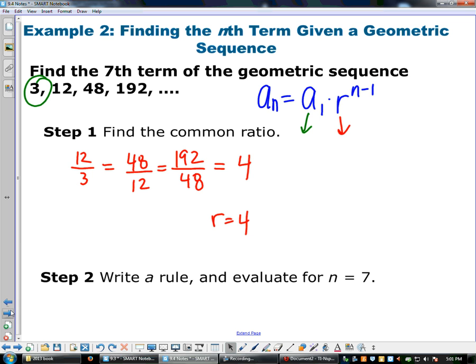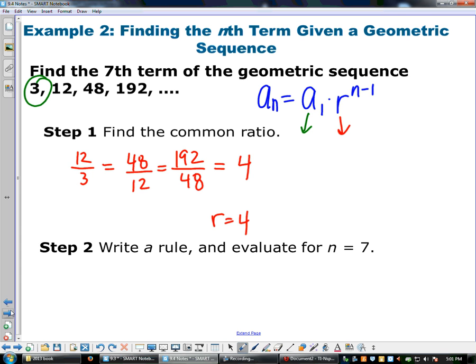So the rule that I'm going to use in order to evaluate this is going to look something like this. In order to find the 7th term that I'm looking for, so a sub 7, this will equal a sub 1, my first term, which we said is 3, multiplied by my ratio, which is 4, raised to the power of n minus 1. Again, n takes whatever term you're looking for, and I'm looking for the 7th term, so the power of 7 minus 1.